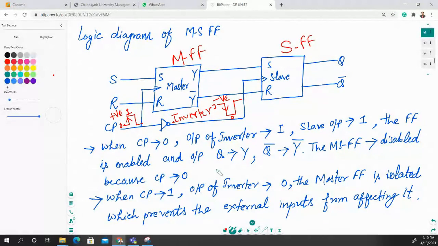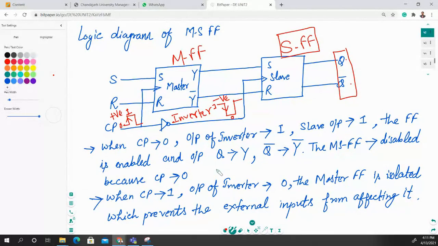So this master slave configuration totally depends upon the slave configuration output. As you can see right here, the output is taken from the slave, so your output is equal to q and q bar. Let's take a first case.